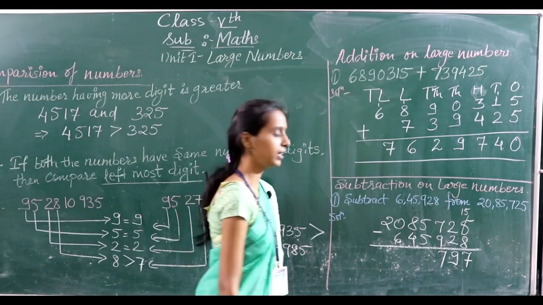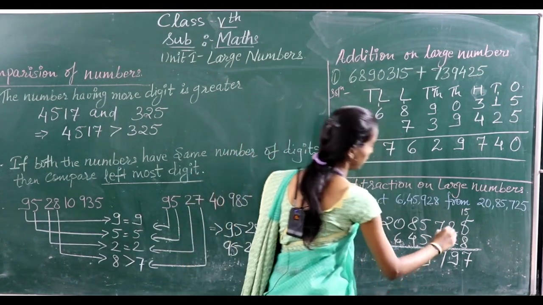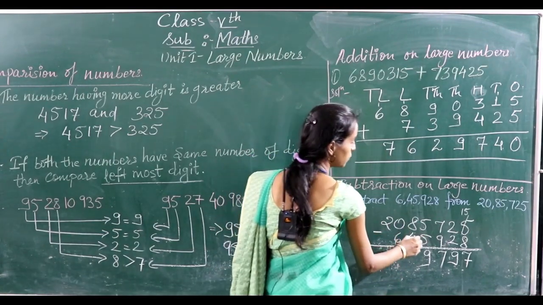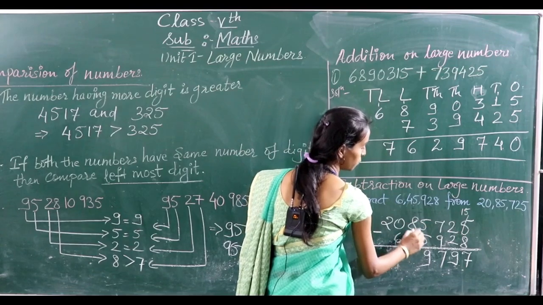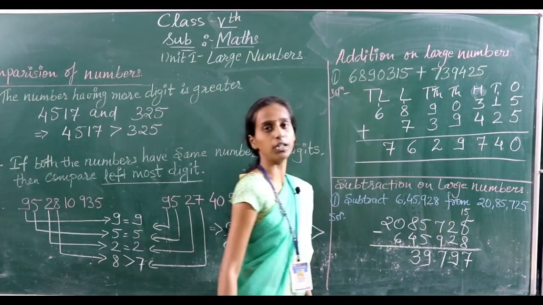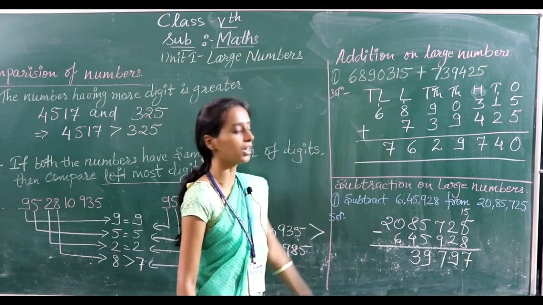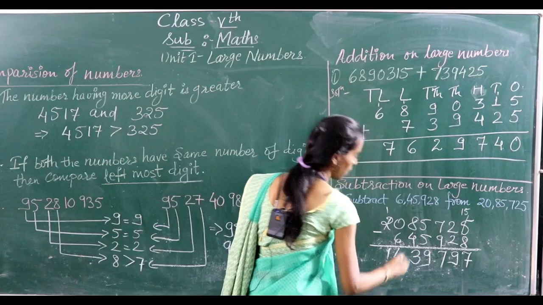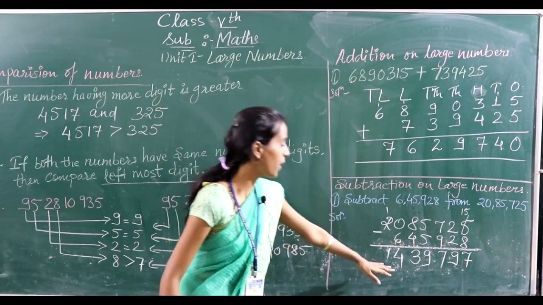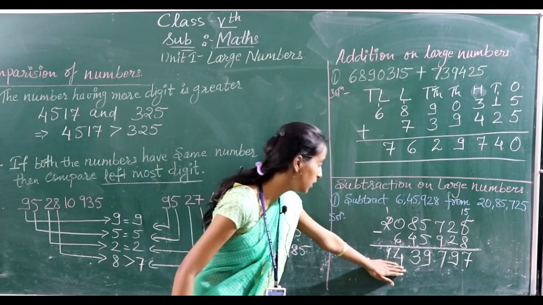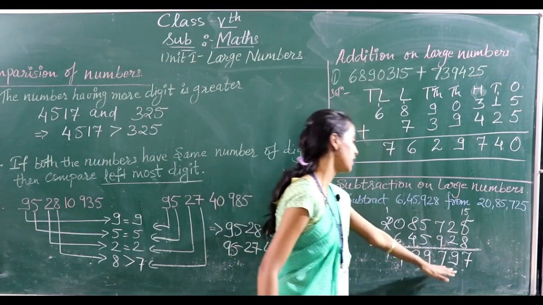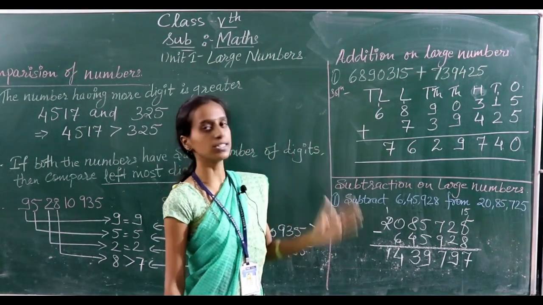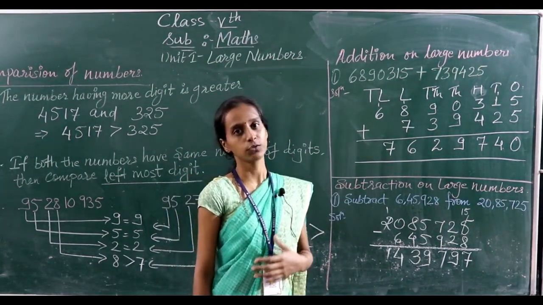Now let's continue. Here we will get 9, and here 8 minus 5, since we have taken the borrow, we will get 3. And then in the same fashion if we continue, we will get 4 here and 1 here. So this is the final result which we are getting, that is 14,39,797. Okay, I hope all these concepts are clear to you. Thanks for watching the video.